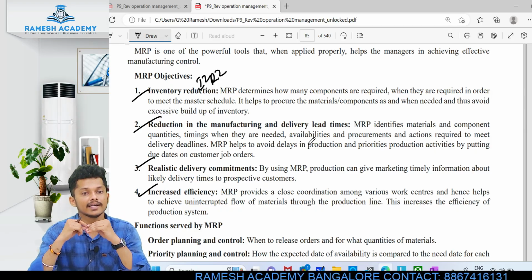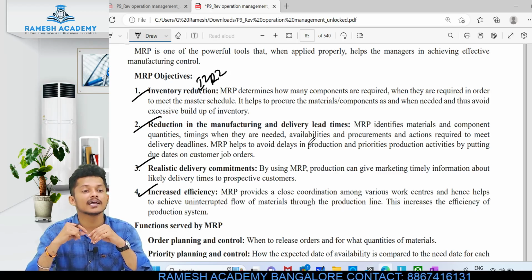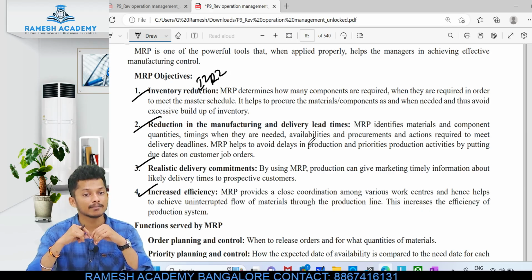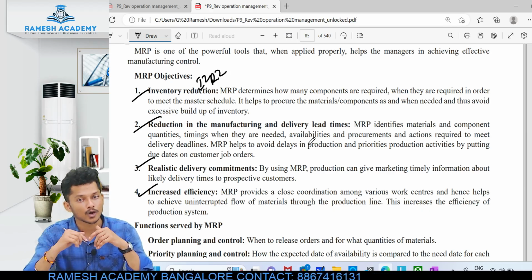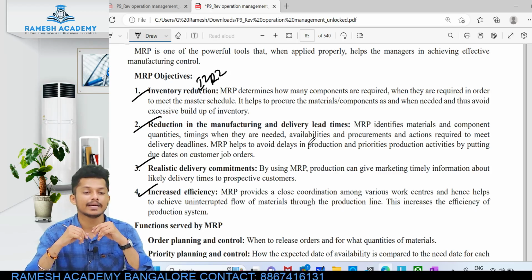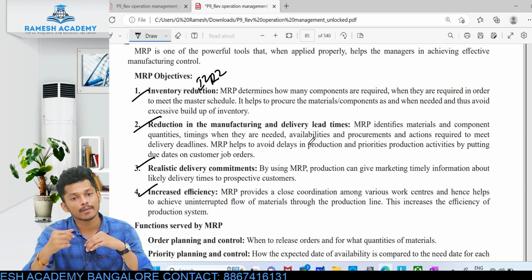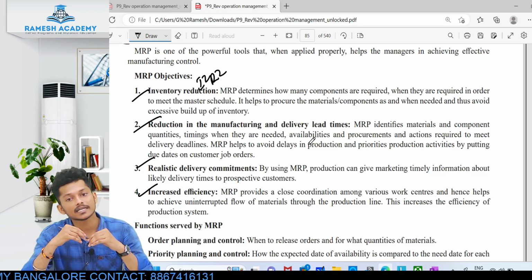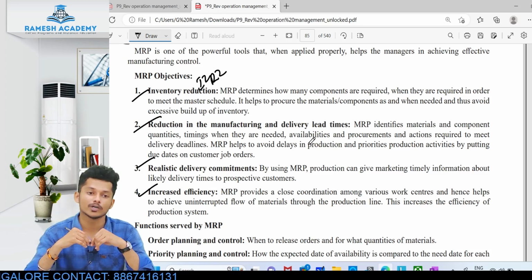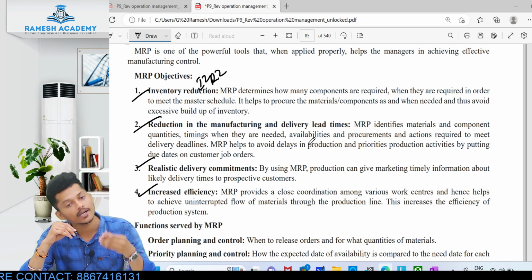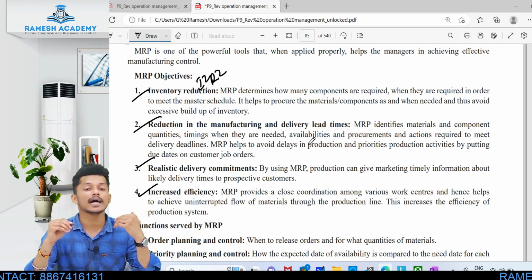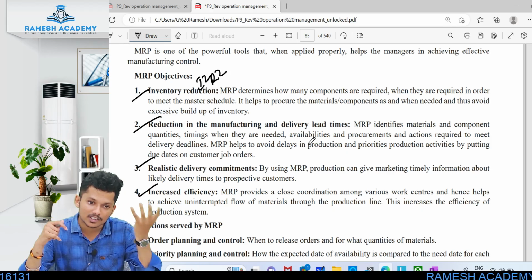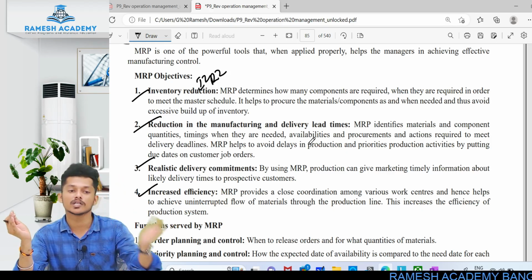Next, reduction in the manufacturing and delivery lead times. MRP identifies materials and component quantities, timings when they are needed, availability and procurements, and actions required to meet delivery deadlines. So MRP helps to avoid delays in production and prioritizes production activities by putting due dates on customer job orders. As soon as they issue an order, they will put a deadline on it so that things are done before the due date.